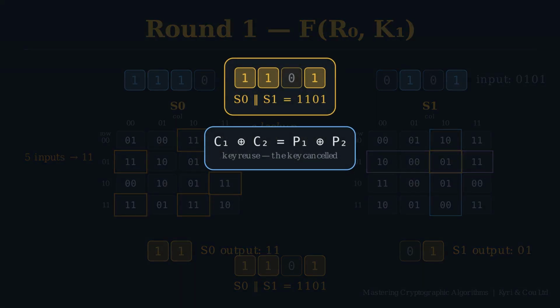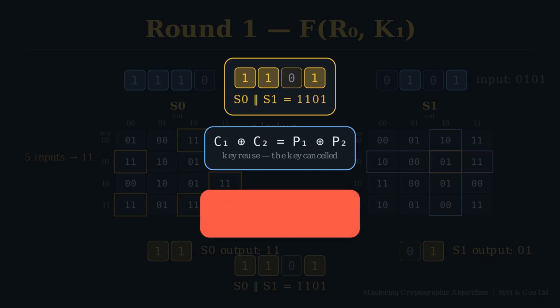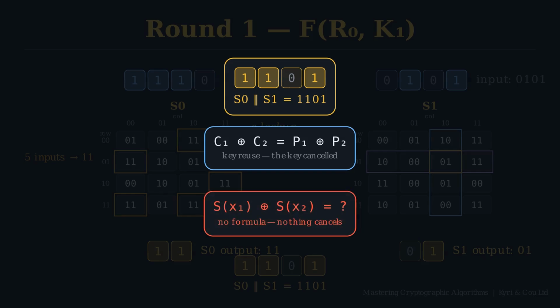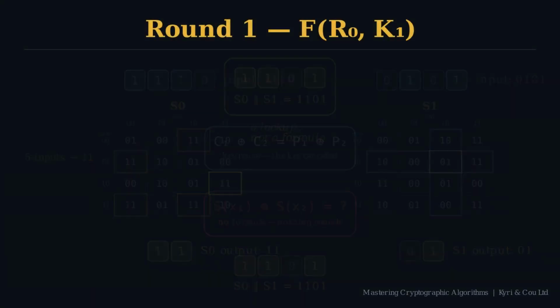When the one-time pad's key was reused, XOR's formula let us combine 2 ciphertexts, and the key cancelled out. A lookup gives no such formula. There's nothing to rearrange and nothing to cancel. That's what non-linear really means, and it's where the cipher's strength lives.